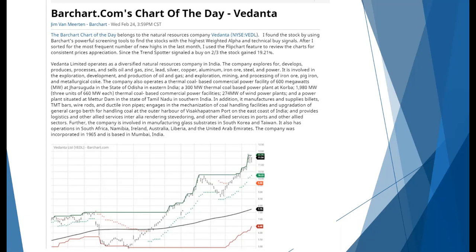So, for instance, here we have Barchart's chart of the day, Vedanta, and this is an Indian natural resource company that has ties not only in a wide range of products, natural gas, electricity, natural resources, but also conducts business, as you can see down here, in Africa, Ireland, Australia, Liberia, UAE, in all four corners of the world.